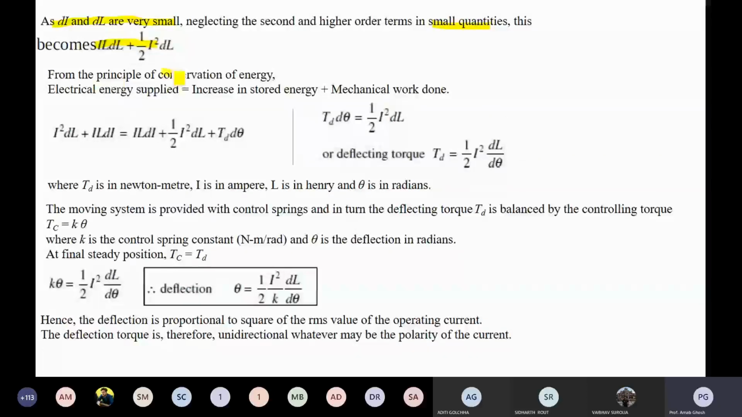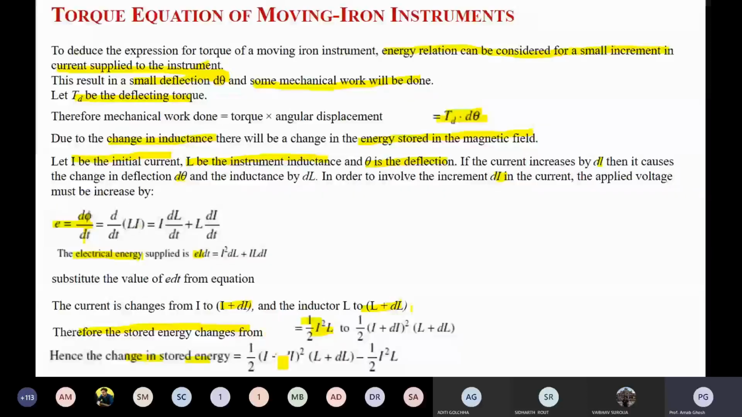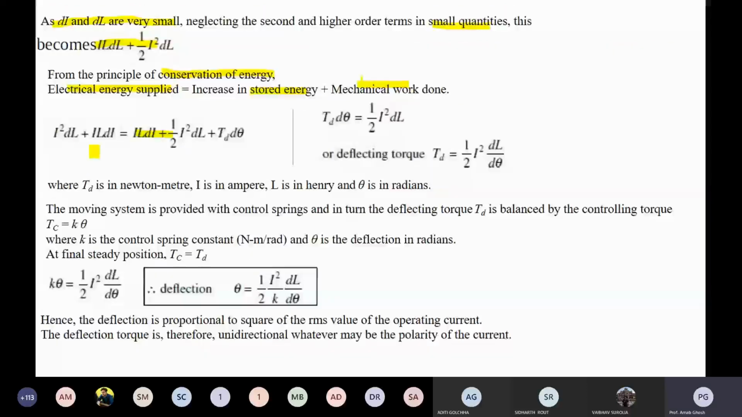So from the principle of conservation of energy, the electrical energy supplied equals the increase of the stored energy plus the mechanical work done. So you can replace all of them. What is the increase of the electrical energy? It is coming from these expressions. The increase of the stored energy is I L di plus half I square dL. Total energy is coming from this formula, so it is I square dL plus I L di.